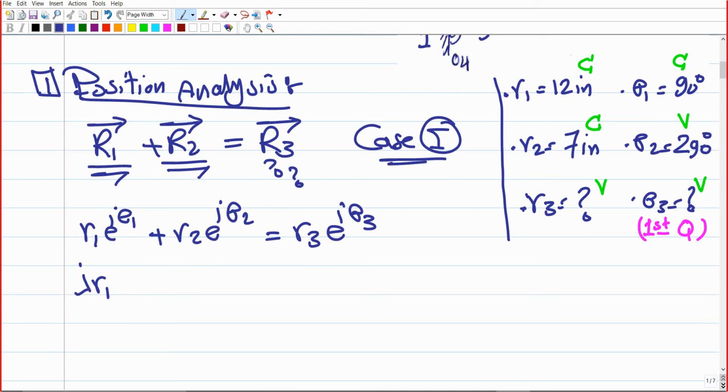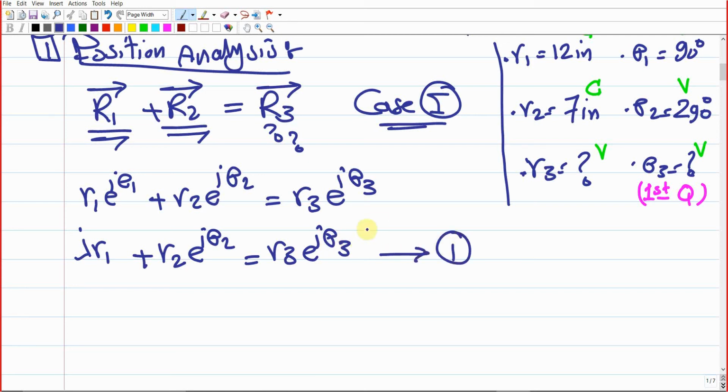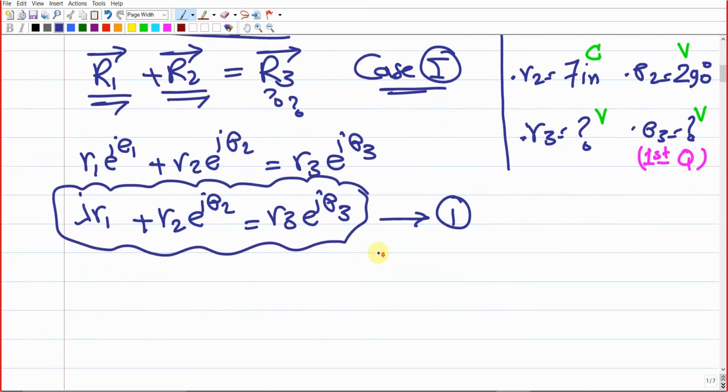If you decompose this into cosine and sine terms, the cosine of 90 is 0, but the sine of 90 equals 1. So this is going to give us iR1. Make sense? This term. And just carry on the other terms: R2 e^(i theta 2) equals R3 e^(i theta 3). This is going to give us the first equation that should be differentiated after that for the velocity and the acceleration analysis.